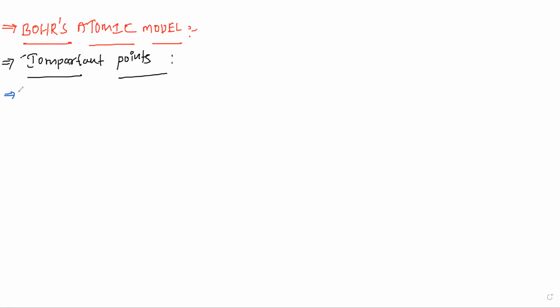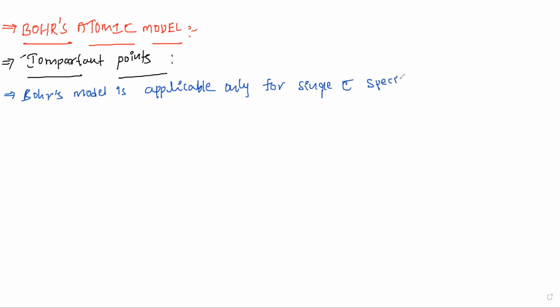Bohr's model is applicable only for single electron species, like hydrogen, helium plus, and lithium plus 2, etc. This Bohr's model is applicable for only single electron atoms.